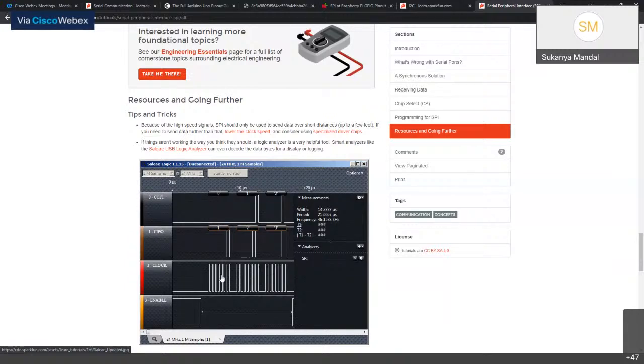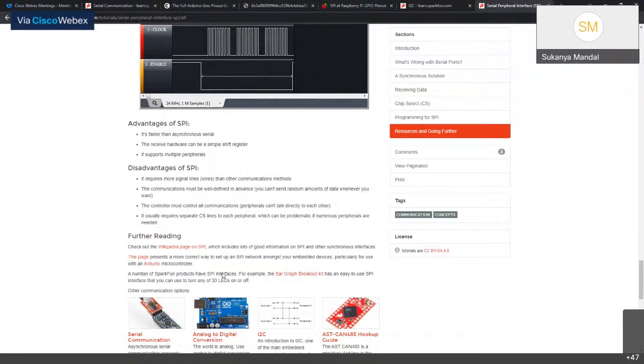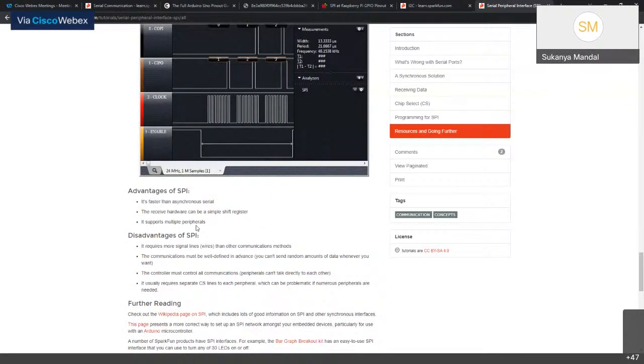So there are some advantages of SPI, which is that it is faster than asynchronous modes of communications, and the receiving hardware could just be a shift register. But in a practical scenario, when it comes to IoT, it generally won't be a shift register. Ideally, it would be another set of hardware, which could be a sensor or microcontroller.